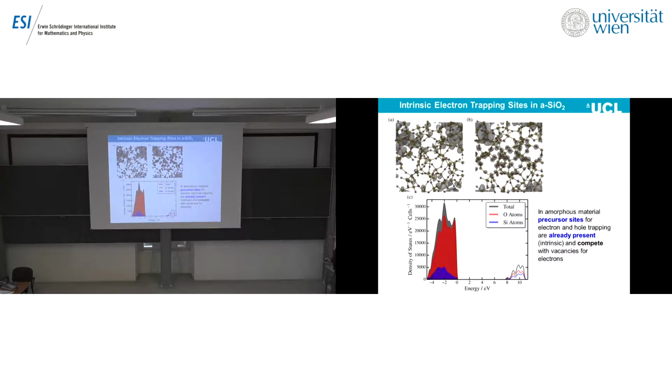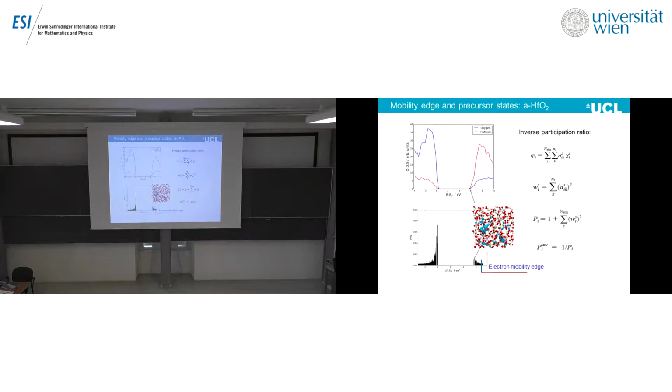In this case, silicon dioxide is a glass, so it is a continuum random network kind of model of the glass. And so the density of states is shown here. The band gap of silicon dioxide doesn't change very much on amorphization, but you have states which are present already in the amorphous phase which pre-localize your electrons or holes.